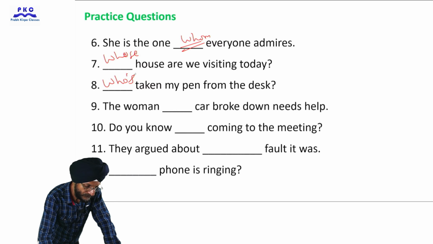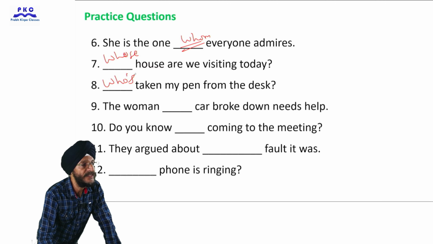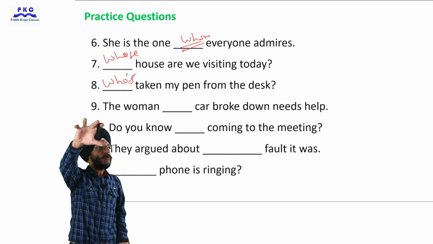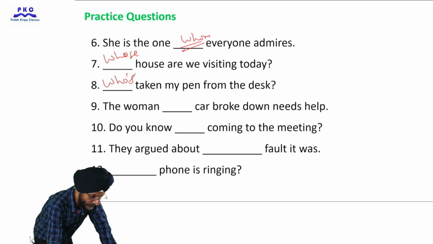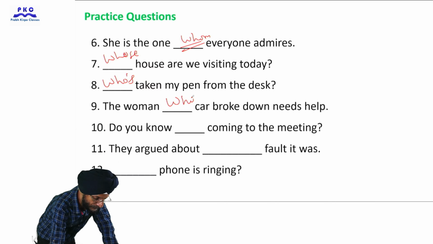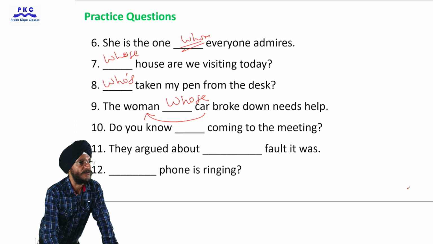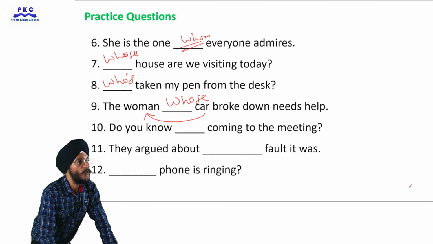The woman dash car broke down needs help. There is some woman on the road whose car has broken down. She needs help. The woman whose car belongs to that woman. Whose car?